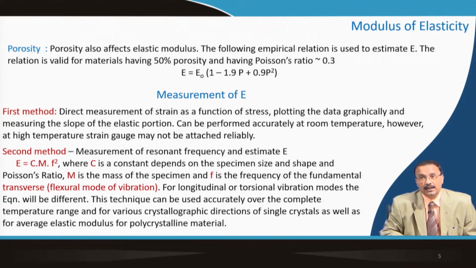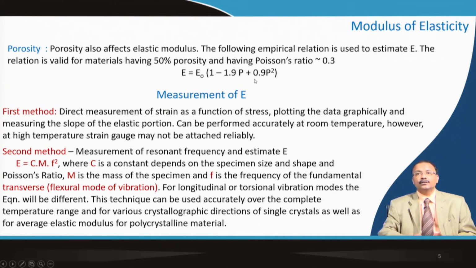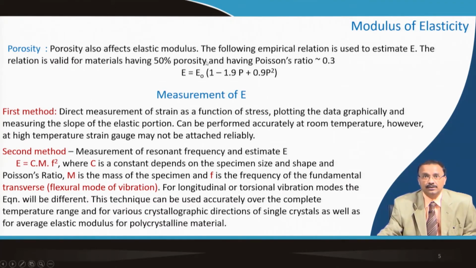Porosity affects elastic modulus. There are empirical relations that relate porosity with the elastic modulus, and this kind of relation is valid up to 50% porosity, usually when the Poisson ratio is about 0.3. So with porosity you can estimate what the elastic modulus will be of a not so well sintered ceramic material.